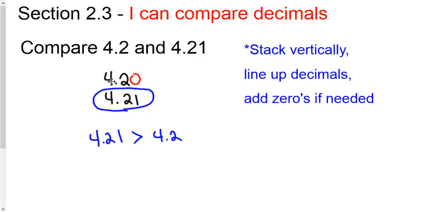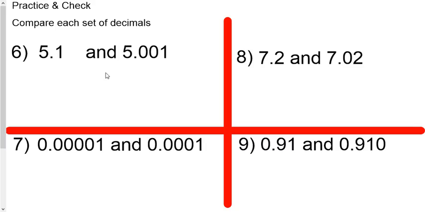So again, stack them up vertically, line your decimals up, so that way they're right on top of each other. And if you need to add zeros to make them the same length, go ahead and do that, and then you can just compare. Again, you could also take out the decimal too. Is 421 bigger than 420? Yeah. So this is your bigger number. So that one might help you as well. Pause the video, go through and do these 4 problems. Hit play when you're ready, and we'll see how you did.